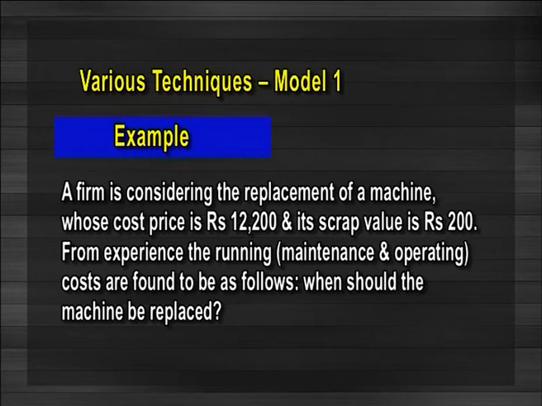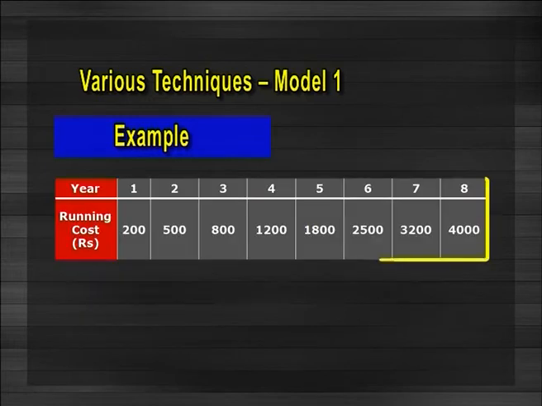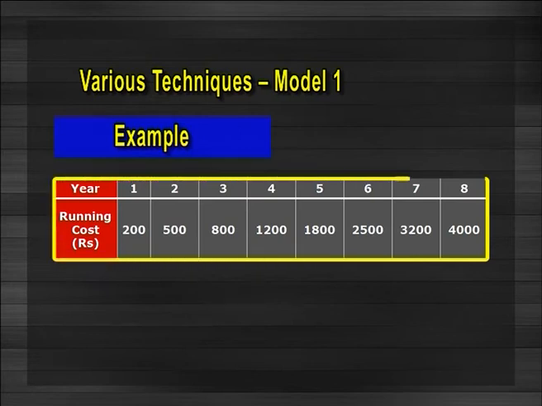A firm is considering the replacement of a machine whose cost price is Rs 12,200 and its scrap value is Rs 200. From experience, the running, maintenance and operating costs are found to be as follows. When should the machine be replaced? The first row represents the years 1 to 8. The second row represents running cost.